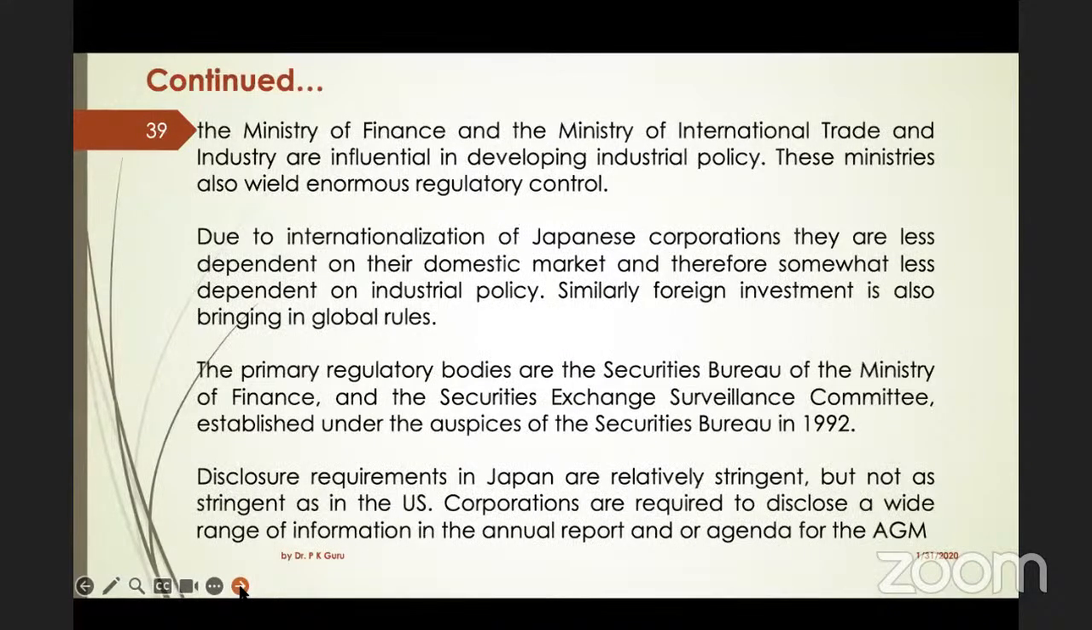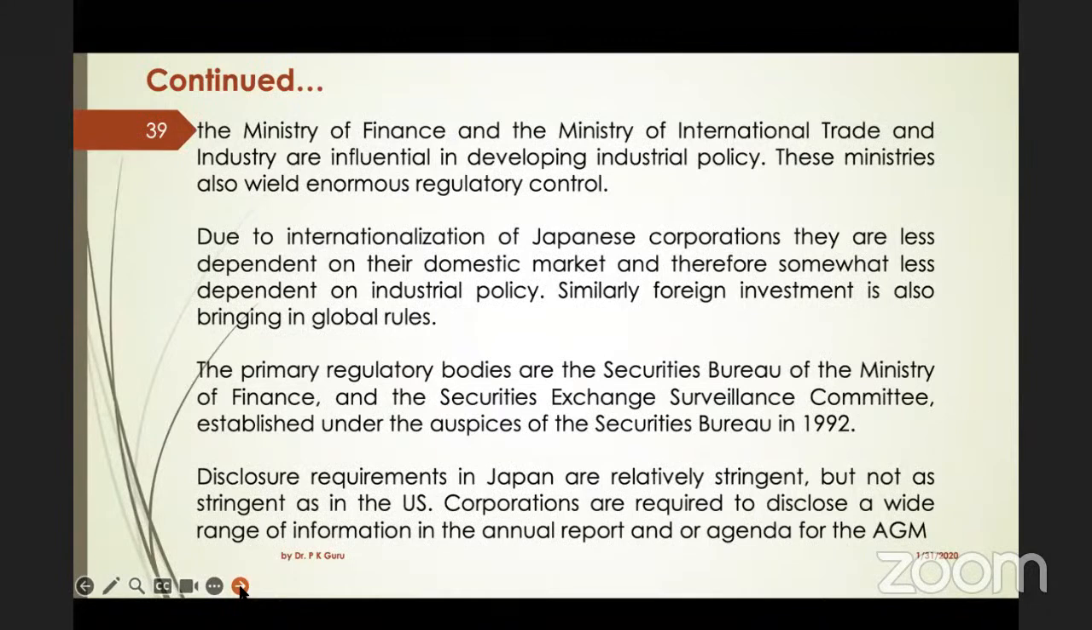The Ministry of Finance and Ministry of International Trade and Industry are influential in developing industrial policy in Japan. These ministries also wield enormous regulatory control. These are the two important ministries for industry in Japan. Due to internationalization of Japanese corporations, they are less dependent on their domestic market and therefore somewhat less dependent on industrial policy. Similarly, foreign investment is also bringing in global rules.